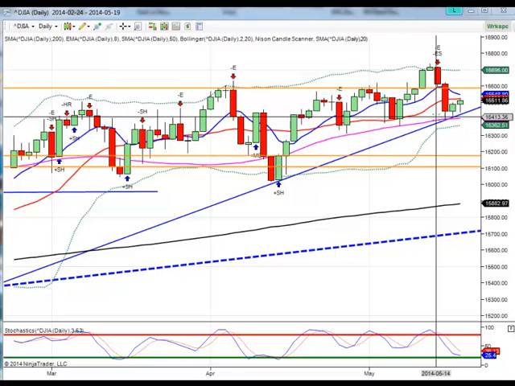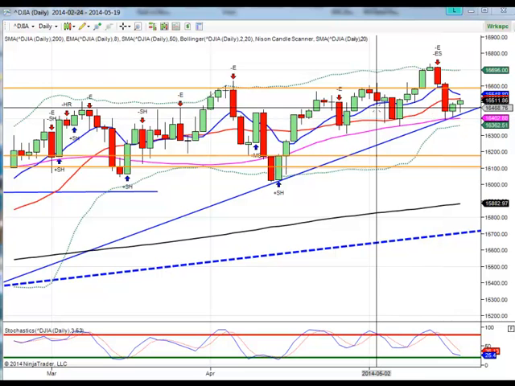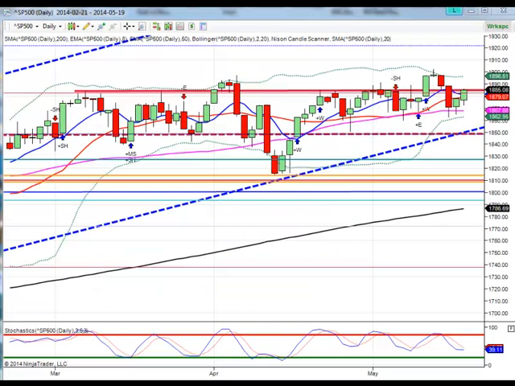Below the original polarity, 16,600. So kind of stuck in the middle, stuck between the 20, stuck between the 50, stuck below a target area as well. The S&P. So I'm still thinking kind of on the negative side, quite frankly, overall. Yes, the trends are still up long term.